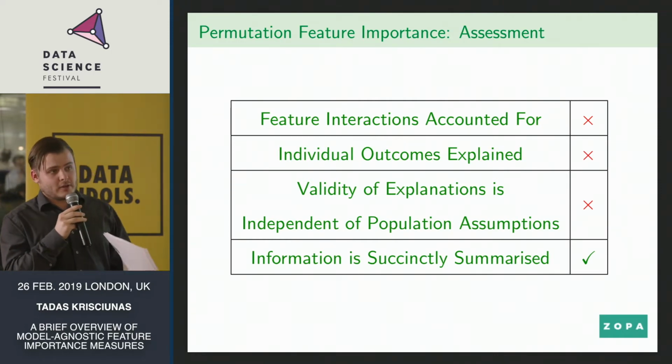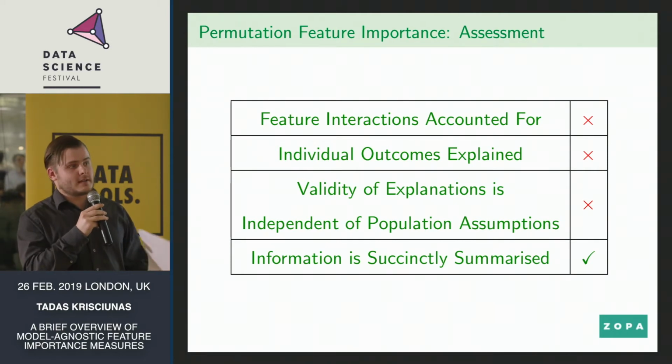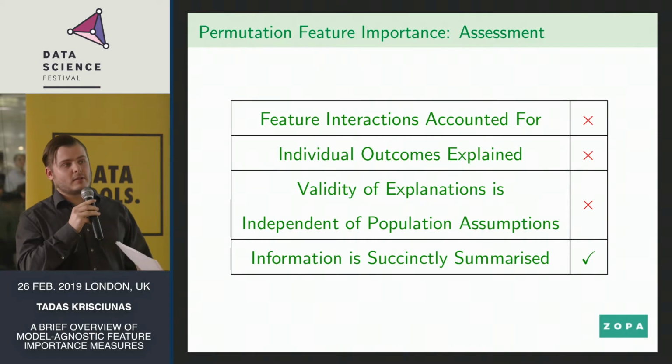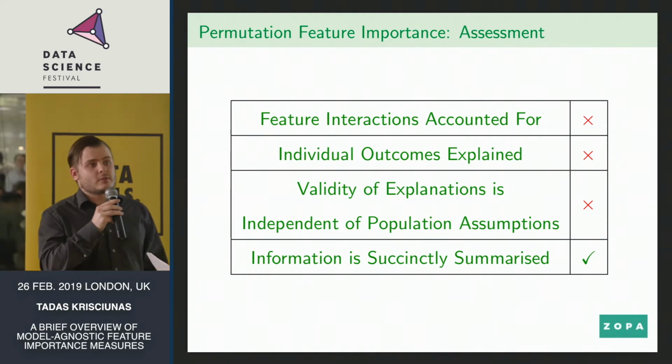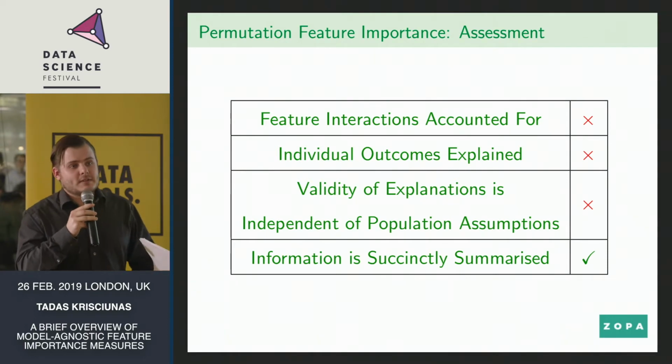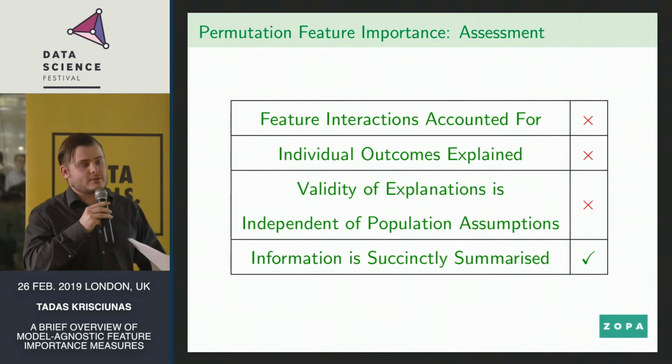But what is very good about permutation feature importance is that it does very neatly and succinctly summarize models' actions, models' decisions. This can be useful if we indeed have a simple model or just want to quite quickly probe why the model is making most of its decisions or what drives models' decisions on average.